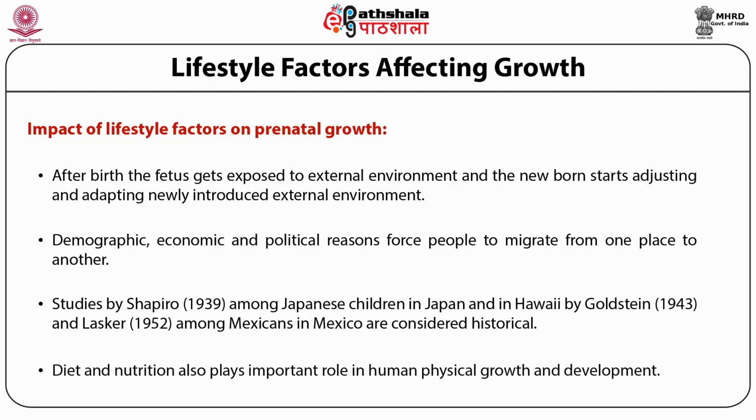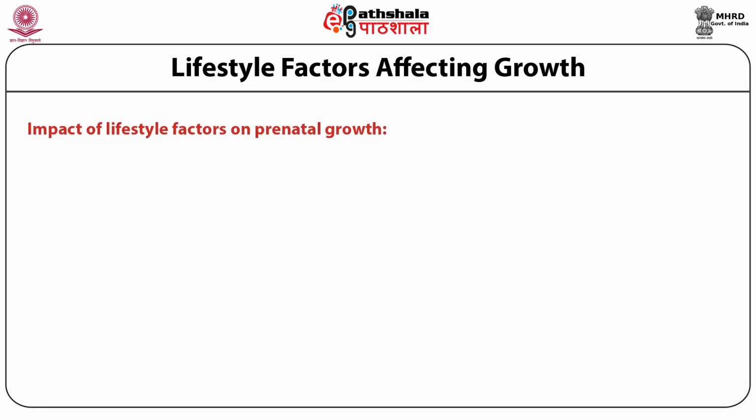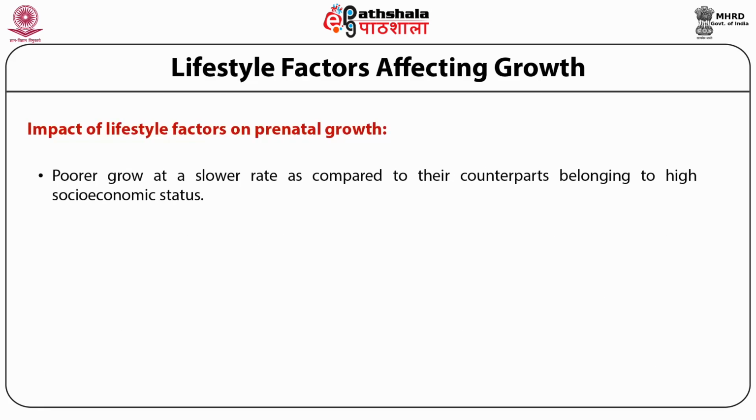Diet and nutrition also play an important role in human physical and growth development. According to Bogin in 1999, the growth and development of infants, children, and adolescents are dependent on balanced nutritional intake. Nutrient-rich food will undisputedly help humans grow faster. Jenkins in 1981 emphasized ethnic differences in growth pattern as a result of differential access to socioeconomic resources and cultural practices. The poor grow at a slower rate as compared to their counterparts belonging to high socioeconomic status.